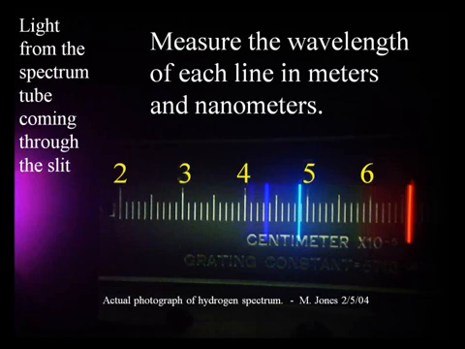This is an actual photograph of the light coming from the spectrum tube, and you can see the lines on the diffraction grating, and you can actually measure them. This is an excellent, excellent photograph made by Mr. Jones about 7 years ago.